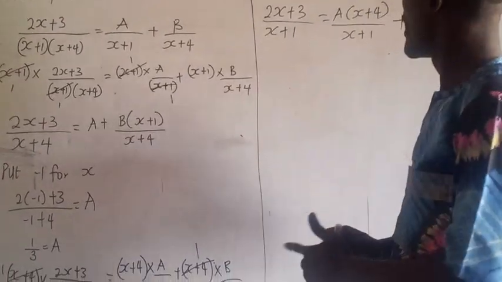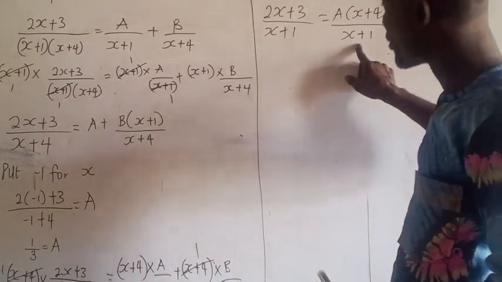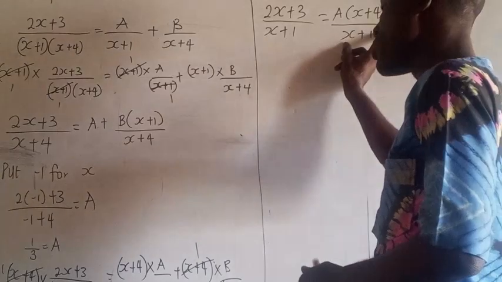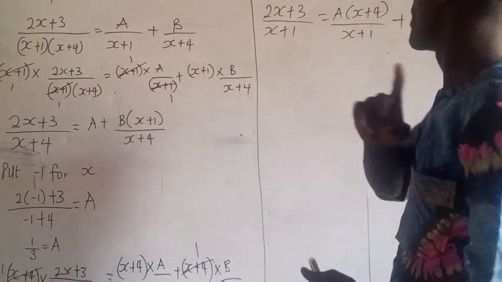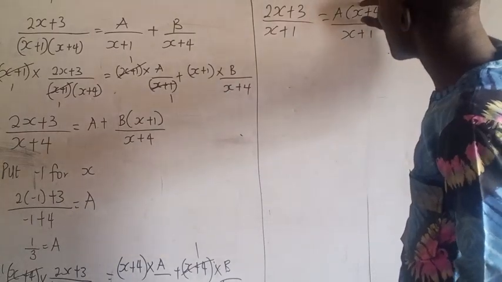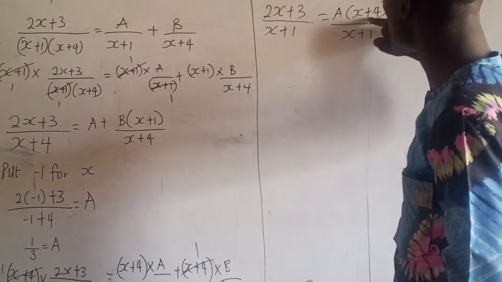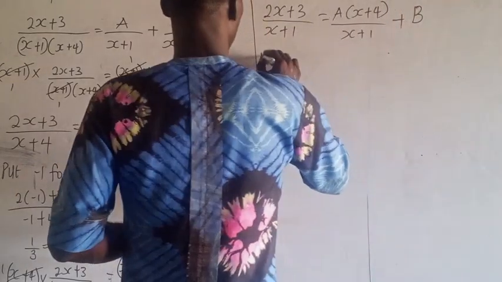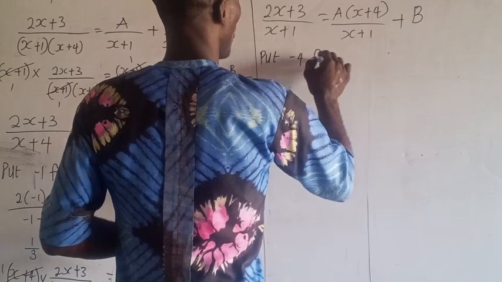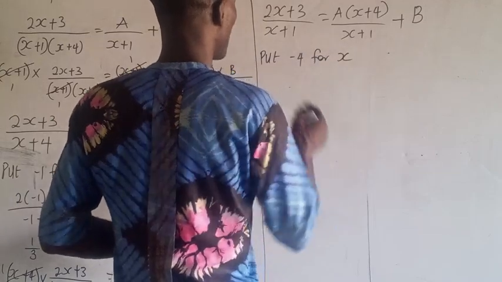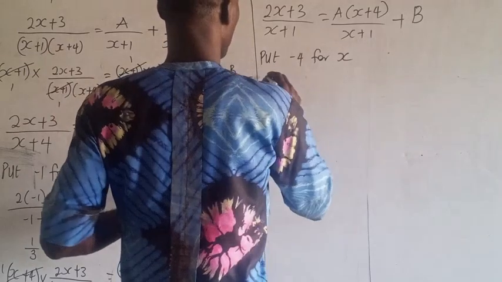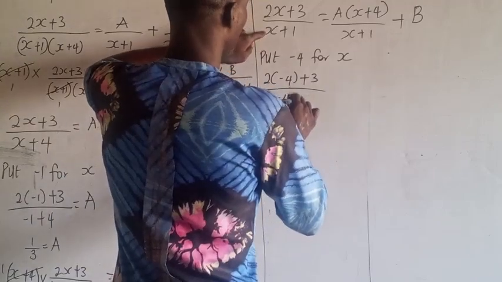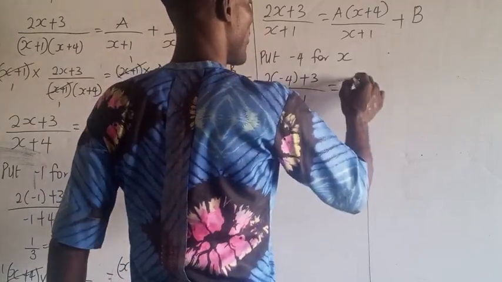This time around, if you put the value of x to be minus 1, you will end up making the denominator here 0, and if the denominator is 0, the expression becomes undefined. So it is the numerator that we are interested in. What is the additive inverse of plus 4? It is minus 4. So we put minus 4 for x, anywhere you find x. 2 into brackets minus 4 plus 3 over minus 4 plus 1 equals B.